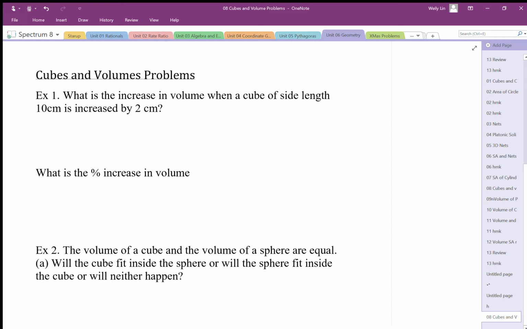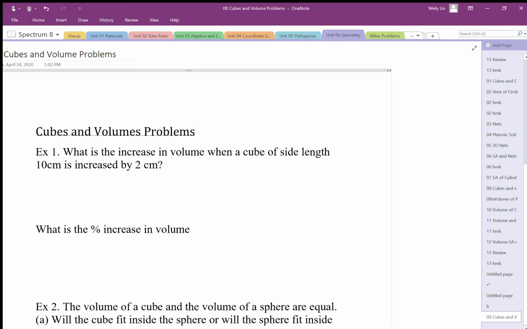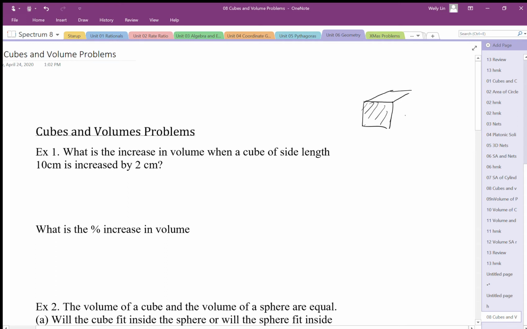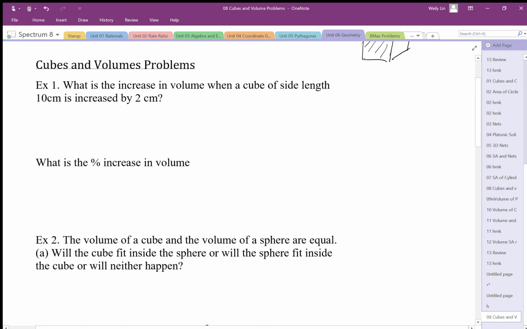So just in general again, we want to think of volume as taking some area, a square area, and then to give it volume, we want to give it some depth. So in general, we think of volume as area with depth. So let's take a look at some volume problems.